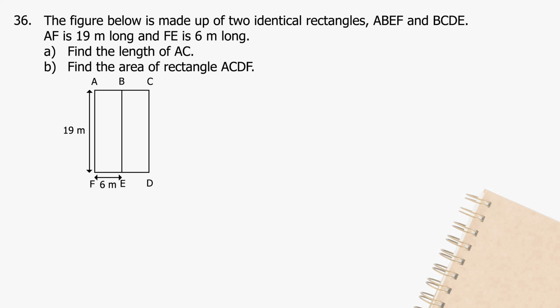Question 36. The figure below is made up of two identical rectangles, ABEF and BCDE. AF is 19 meters long, and FE is 6 meters long. A. Find the length of AC. B. Find the area of rectangle ACDF.